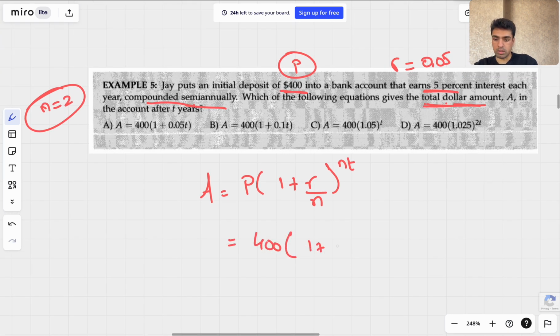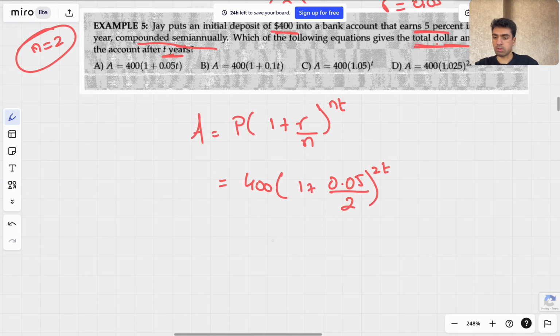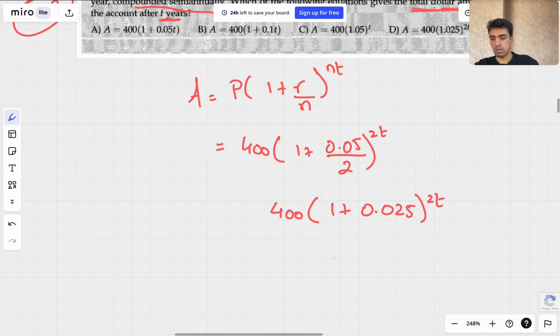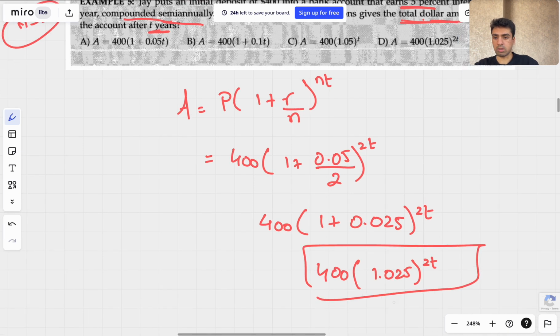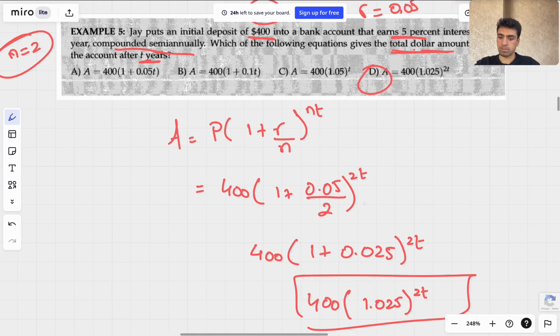1 plus R is 5%, so 0.05 divided by N, which is 2, and NT, so 2 times T. We don't know the number of years, it just says T years. So that's what we will get, and then if you solve this, 1 plus 0.05 divided by 2 is 0.025, 2T, and then you can simplify this, you get 400 times 1.025 to the 2T. That will be the total amount, right?